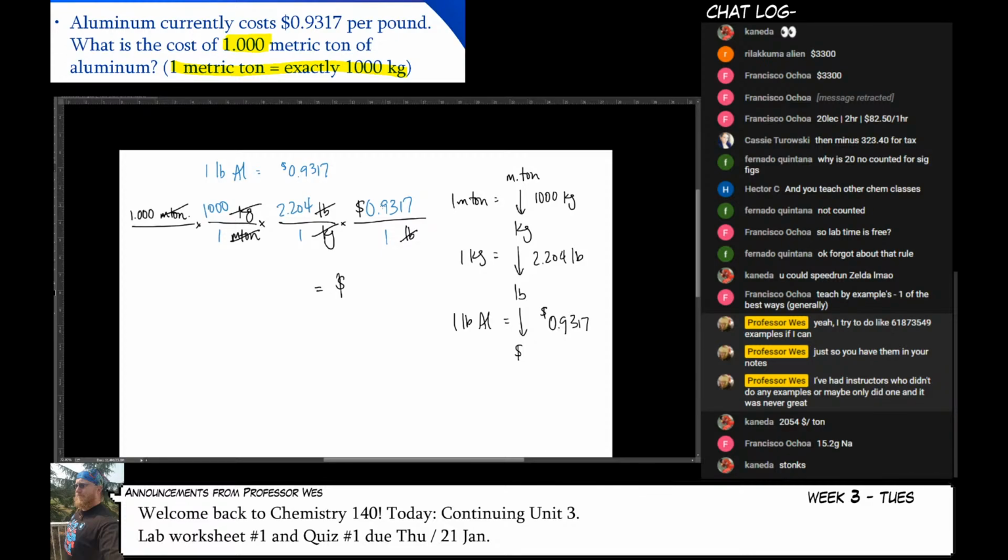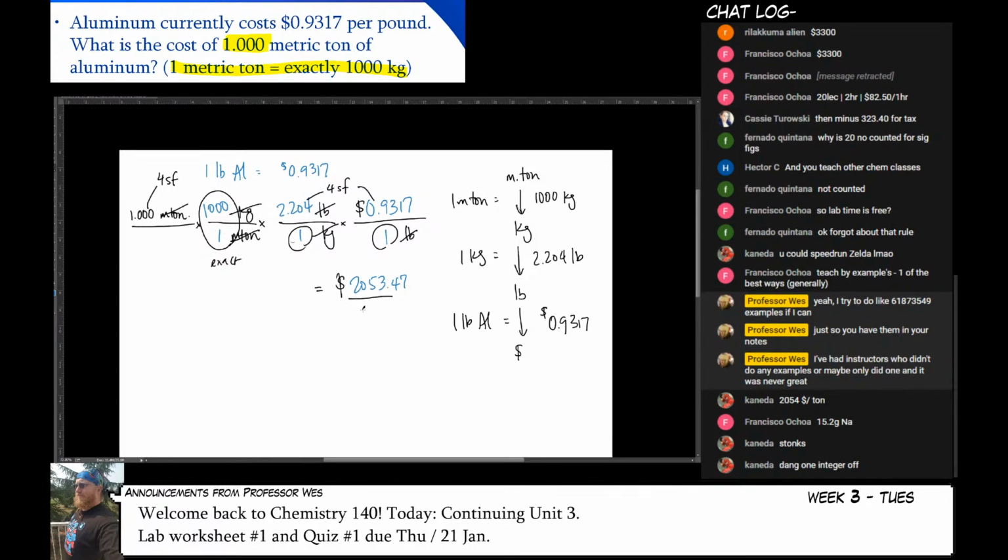This is another one of those problems where all the numbers, you just multiply them together. Again, that doesn't always happen. So be mindful of that. $2,053.47. Now I got to consider sig figs. So this is 4 sig figs. This is exact. This is 4 sig figs. So is this. And these two ones are exact. So my answer should go to 4 sig figs.